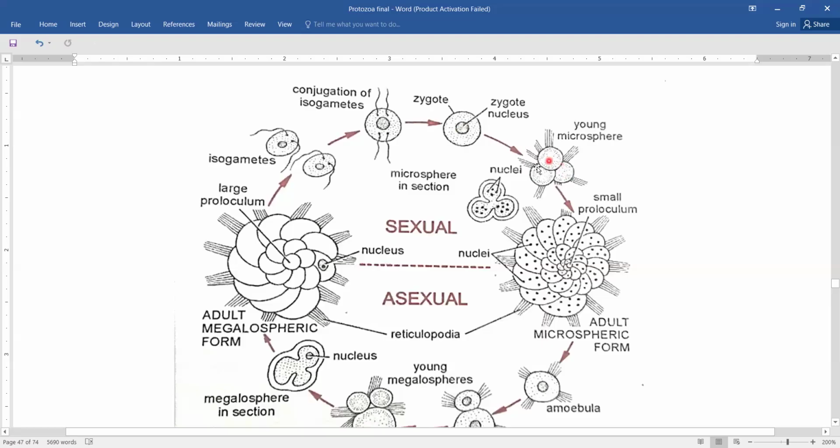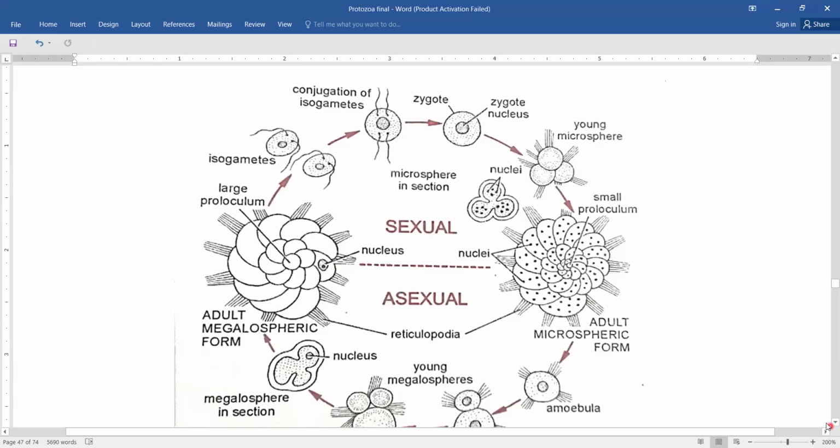The first chamber, the initial chamber, is generally known as the proloculum. As the chambers increase, the number of nuclei also increases. Gradually, the number of chambers and the amount of protoplasm increase due to feeding, and it increases in size. This form of Elphidium with many nuclei is called the microspheric form, which is an asexual form.